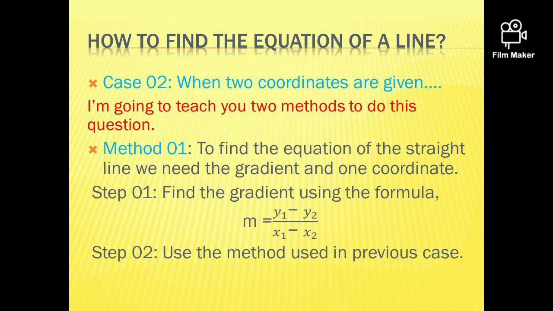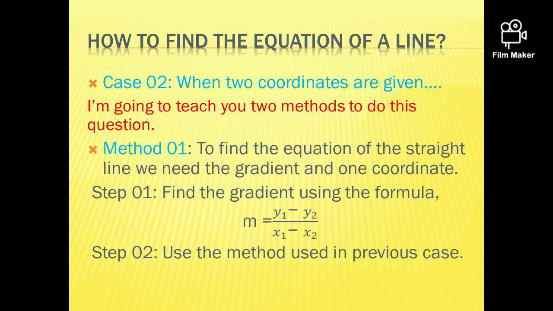The second type of question is this: in the previous type, they gave the gradient of the straight line with one coordinate. In the second case, they have given us two coordinates and we need to find the equation of a straight line. To find the equation of a straight line in such a situation, we can use two methods. I will teach you both methods. You can use any method you find easy to do.